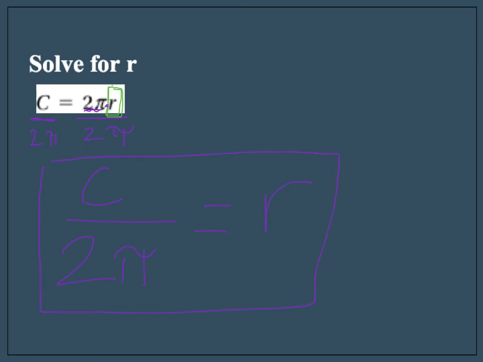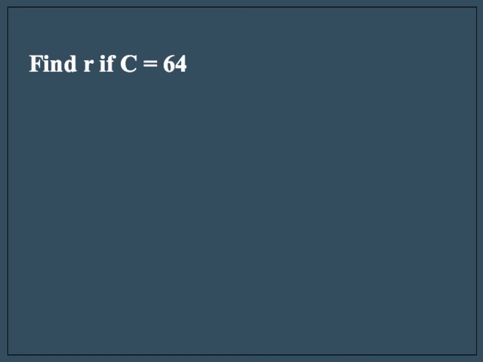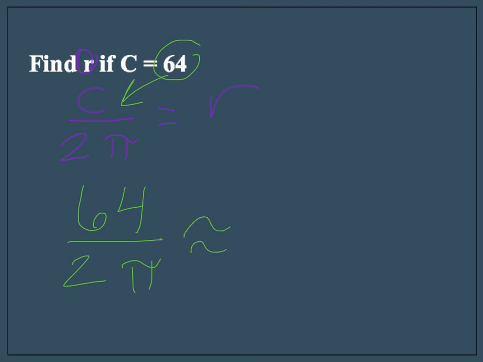I'm going to use that answer for my next one. Find R if C is equal to 64. Well, we just found that C divided by 2 pi is equal to R. So now that we already got R all by itself, I'm just going to plug 64 in for C. So I have 64 divided by 2 pi. And I want to simplify that. I'm going to use 3.14 as pi. And you should always round to the nearest hundredth. So in that case, this would be approximately 10.19 is equal to R. And the little squigglies is saying that that's an estimate value.